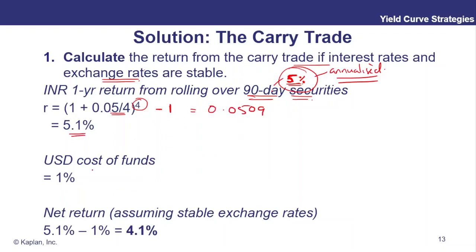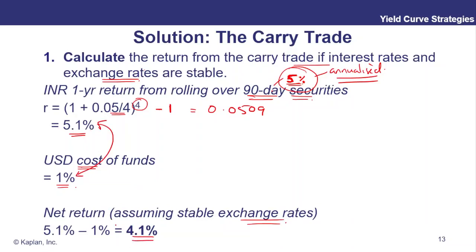Okay, your cost of funds is 1%, and with no change in exchange rates, we could say, oh, you buy the rupee and then you exchange them back. But if there's no return due to foreign exchange, then the only return is due to differences in interest rates, and so you collect the interest rate differential. Your return is 4.1%.